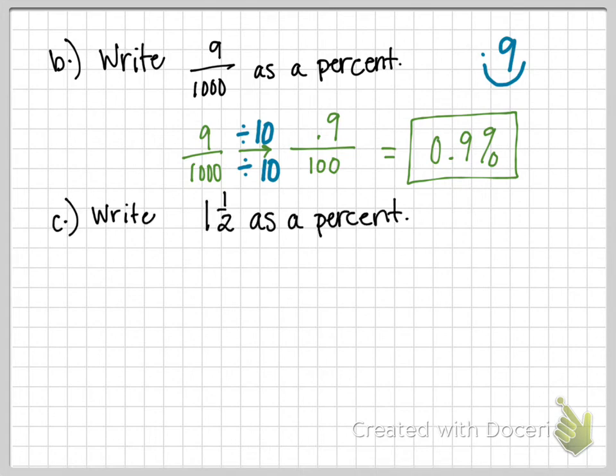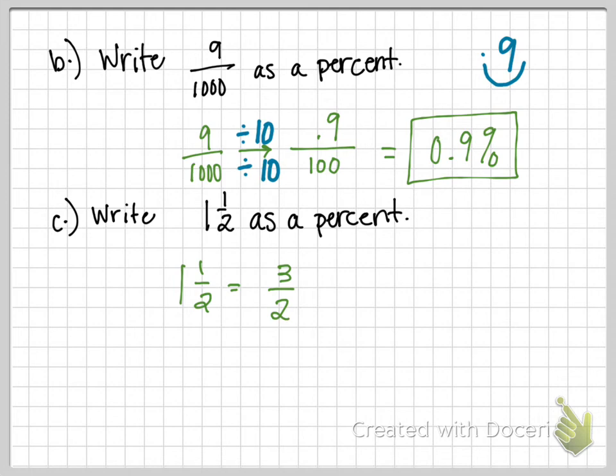Write 1 1/2 as a percent. What should I do first? What do you think, Modibo? Turn the mixed number into an improper fraction. Very good. Let's do that first. So 1 1/2 as an improper fraction is 3 halves.